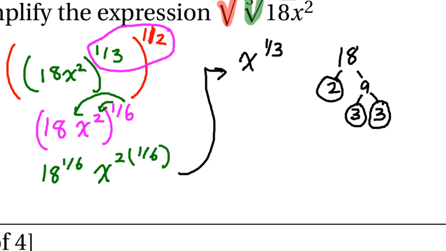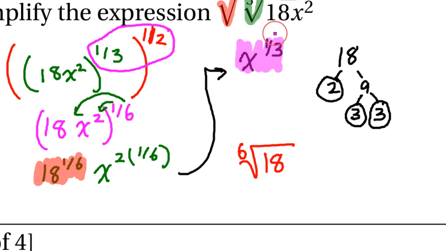And what's going to happen here is this 18 to the 1/6 is going to go inside of a radical 6. So I can say this is going to be the 6th root of 18. And then we saw from the x to the 1/3 right here that I can rewrite this as the 3rd root. Let me change that to pink to match the color there.